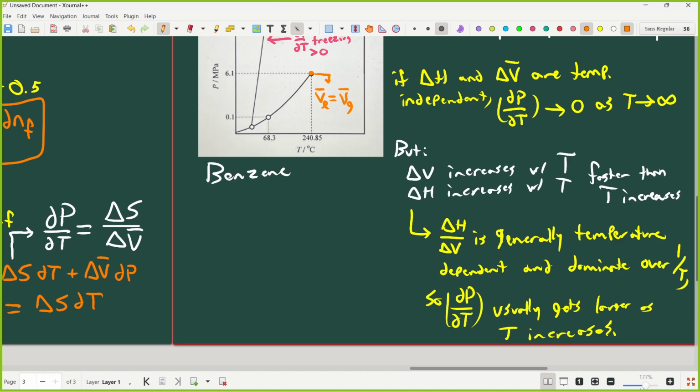All right, well think about it now. Do we have 2 layers anymore at that point? No, we only have 1 layer because both layers have the same density. Right, so at the critical point, what happens is that delta V goes to 0, and therefore dp dt goes to infinity. It diverges.